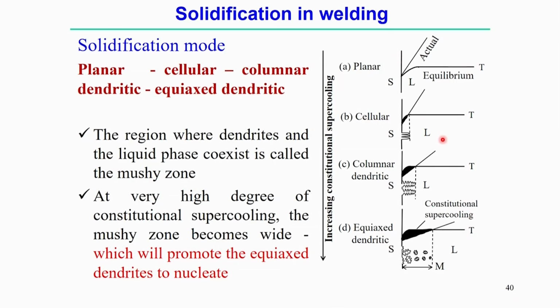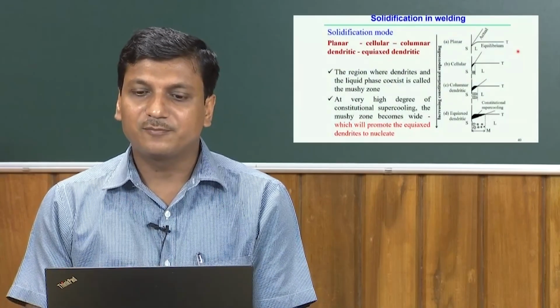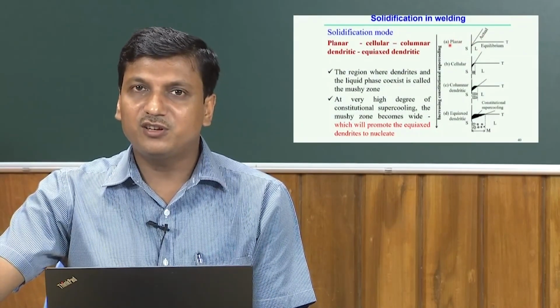Now, graphically we can also see here the vertical line, the solid liquid interface, and on that side the equilibrium temperature, and this represents the actual slope in the curve of distance versus temperature. Here you see that the equilibrium temperature and the actual slope do not interfere with each other. That means there is no constitutional supercooling, so that promotes the planar kind of solid liquid interface.